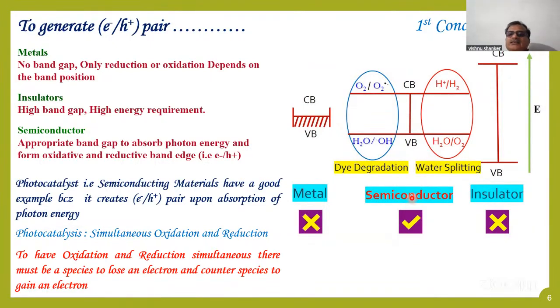When it goes to the excited state, the electron is excited from the valence band to the conduction band. This generates an electron-hole pair. The electron resides in the conduction band and the hole resides in the valence band. So the same material creates two active sites. At the conduction band a reduction process can take place, and at the valence band an oxidation process can take place, because in the valence band you have the hole, the positive charge, and in the conduction band you have the electron, the negative charge.